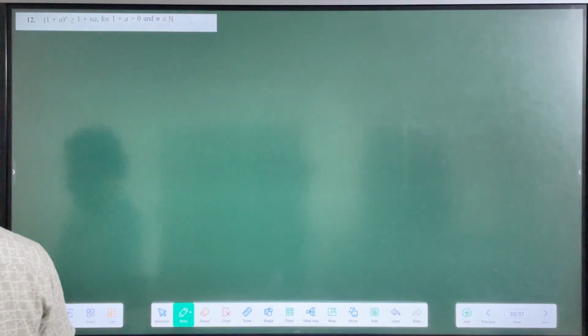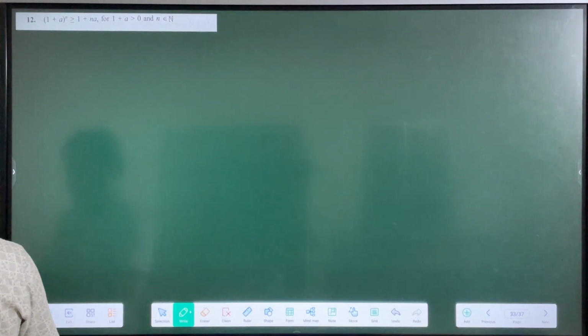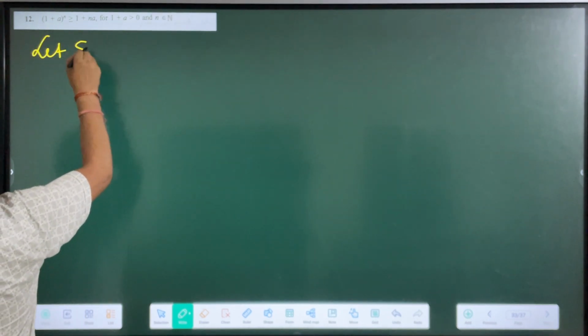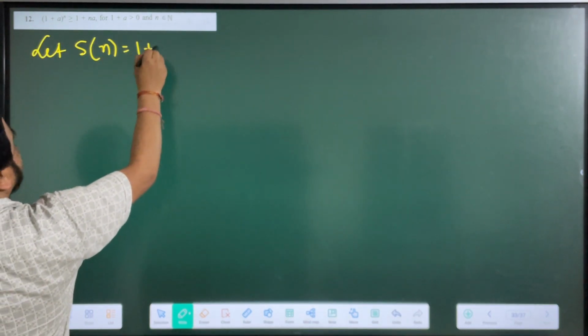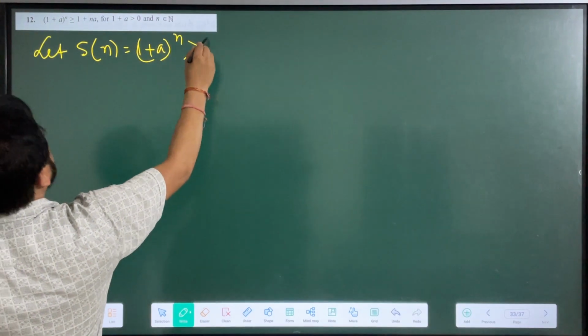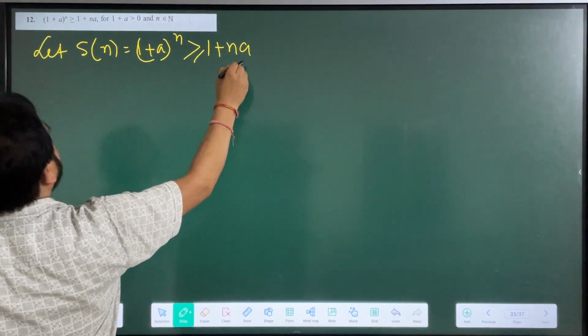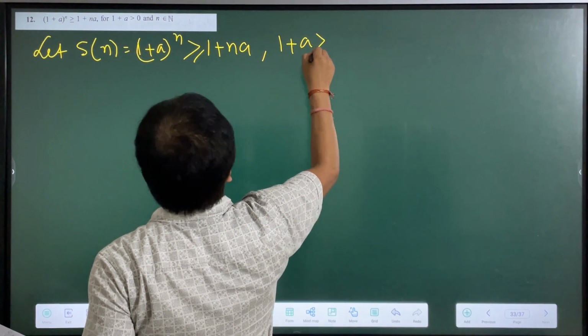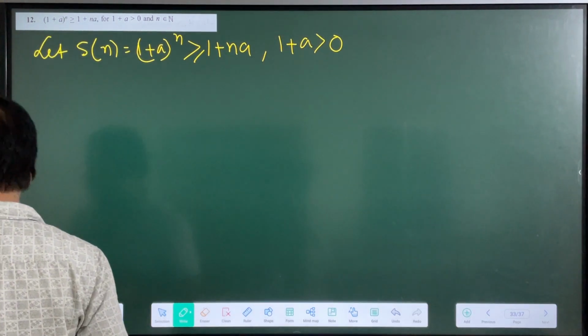Number 12. Let Sn be 1 plus a whole to the power n greater than or equal to 1 plus n a, for 1 plus a greater than 0. It is given, the condition is given.